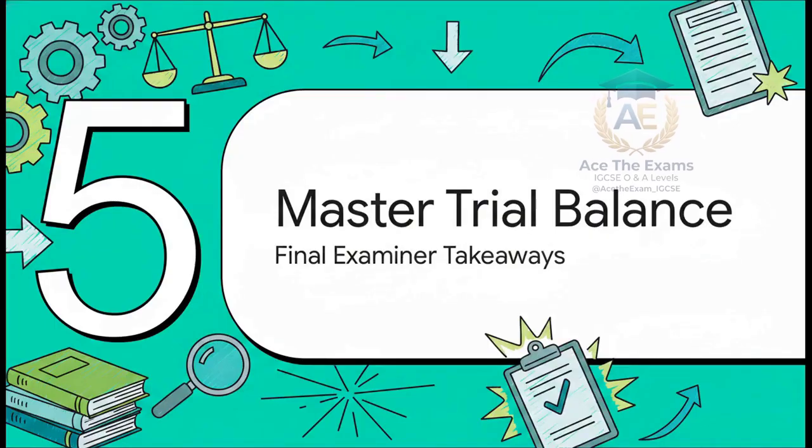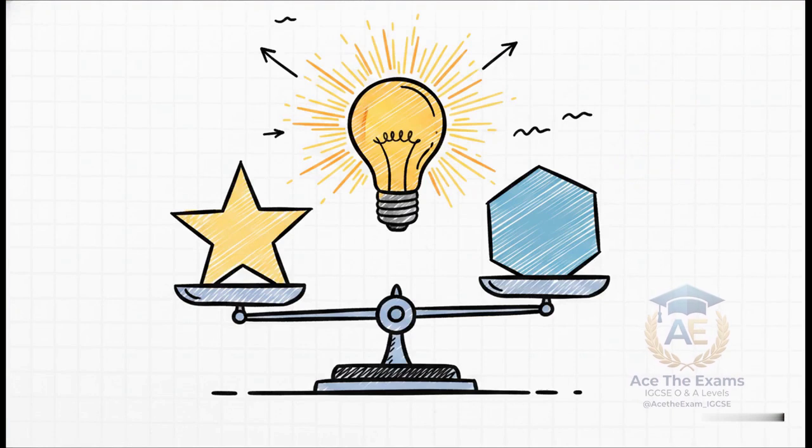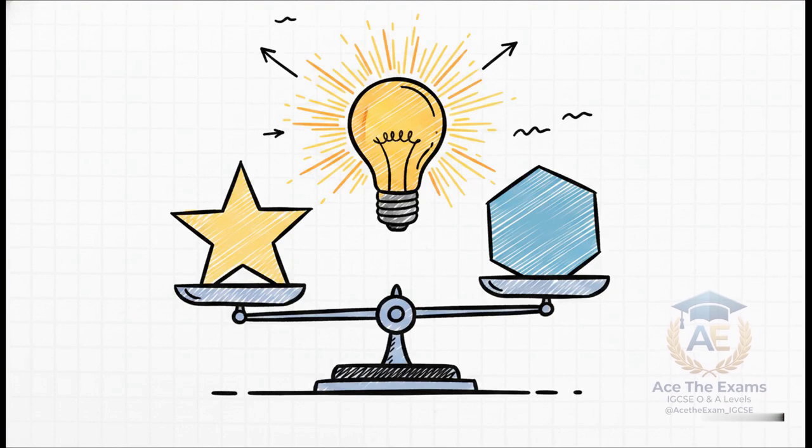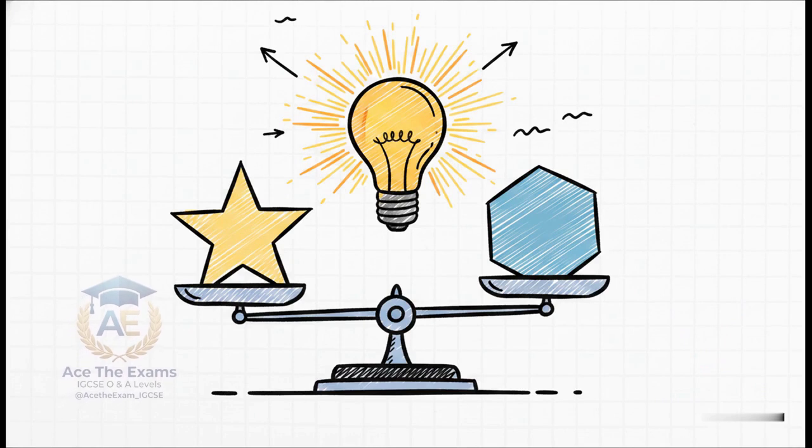Section 5. Master the trial balance. Final examiner takeaways. All right, team, it's time to consolidate these mastery techniques. We need to focus heavily on the highest cognitive level, evaluation. This was my biggest breakthrough today. I realized that when a question asks us to evaluate, it involves evaluating alternatives, comparing approaches, and providing justified recommendations.